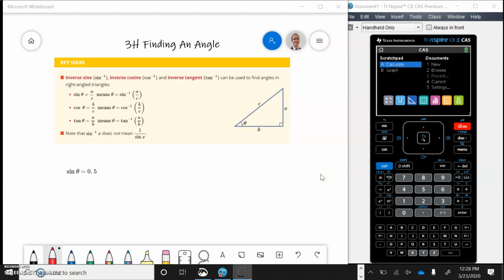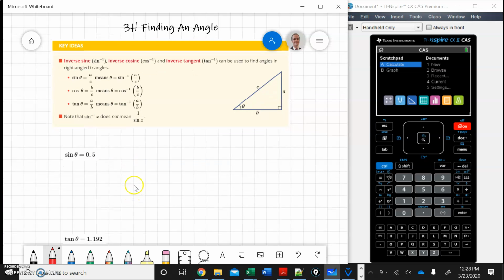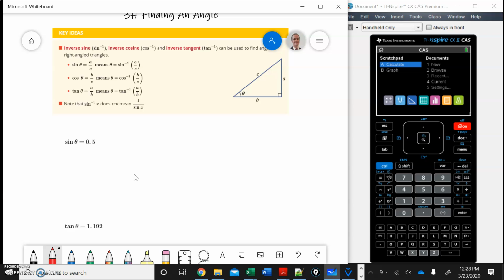Alright guys, so in this video today we're going to be finding an angle using trigonometry. Previously we've used one side length and an angle to find the value of another side. Now we're going to be using two side lengths to find an angle. The way we do that is by using the inverse sine, inverse cosine and inverse tangent functions in your CAS. I'll go through them in detail in some examples.